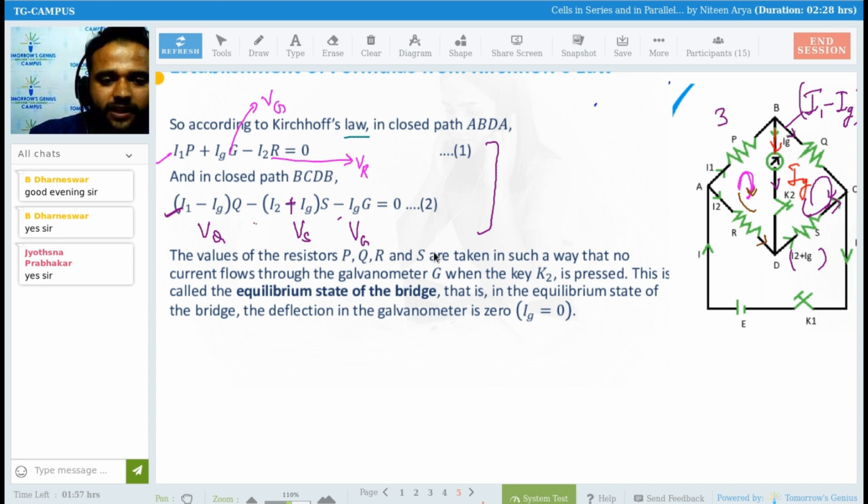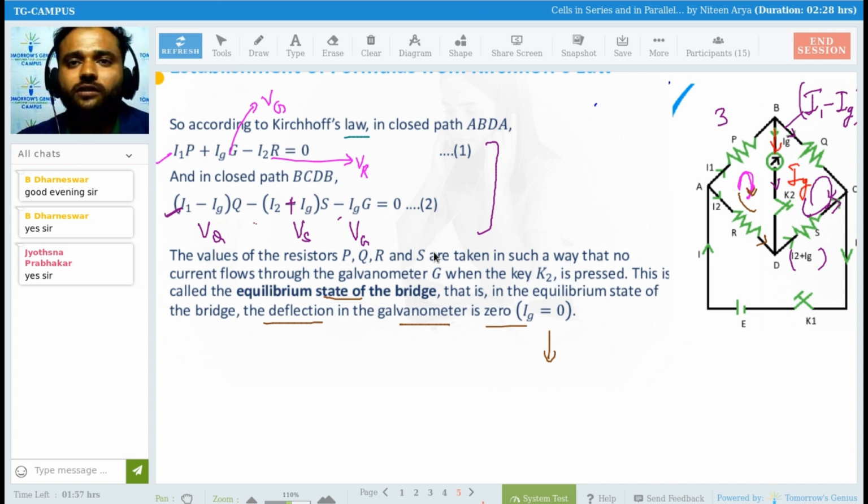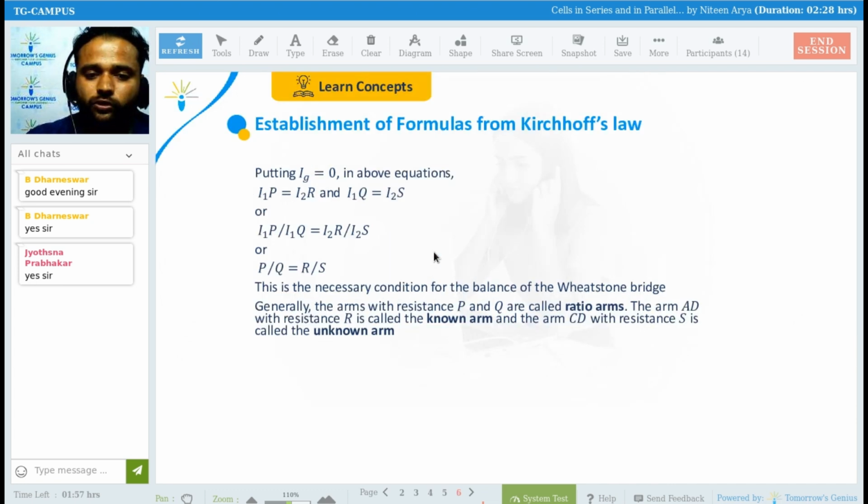Good. Okay. So the values of resistors P, Q, R, S are taken in such a way that no current flows through the galvanometer. Clear? So we are going to prove it in a reverse way. When the key K2 is pressed, this is the equilibrium state of the bridge, that is, in the equilibrium state the deflection in the galvanometer is 0. Means we take this condition to prove P by Q equals R by S. As simple as that. Suppose we already made the connection and switch on this K2 button, but the current is 0 here. So what is going to happen?